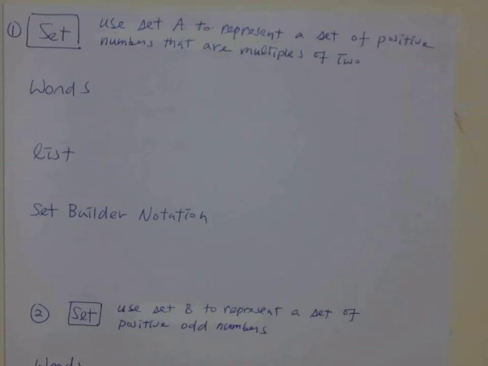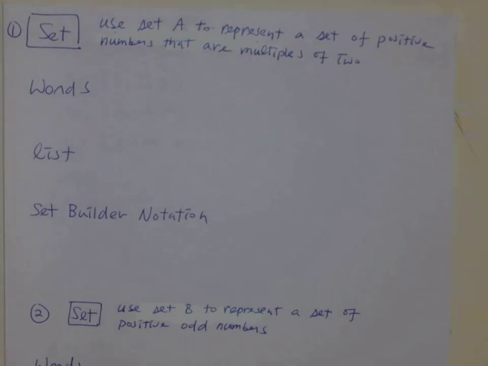Okay, so this is the second video for number theory lesson 2. I want to talk a little bit about sets. There are multiple ways you can represent sets, including words, lists, and set builder notation. For the first set, they want you to use a capital letter to represent a set of positive numbers that are multiples of 2. So basically they're even numbers, right?